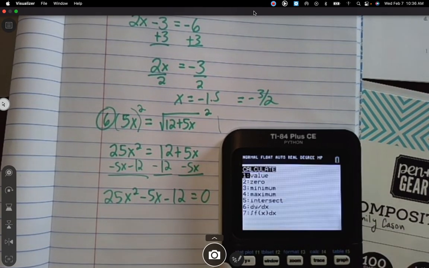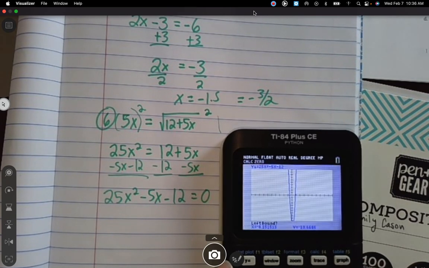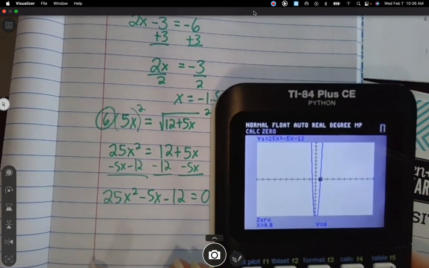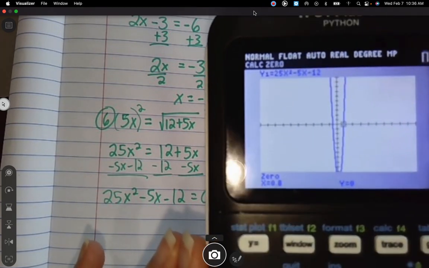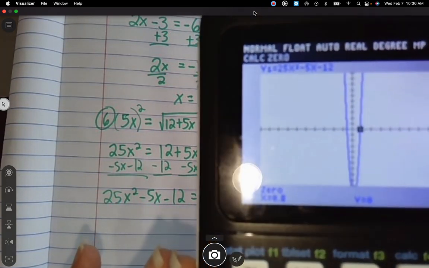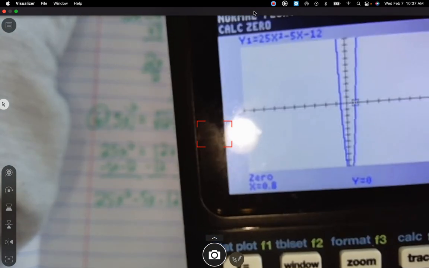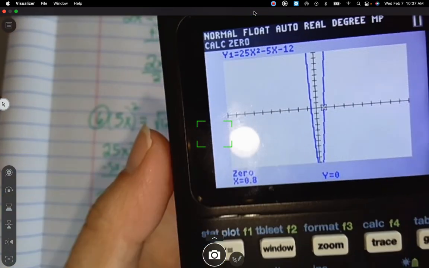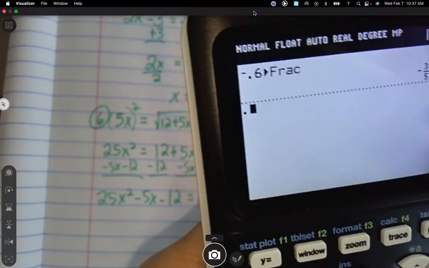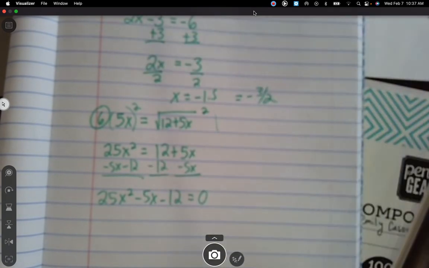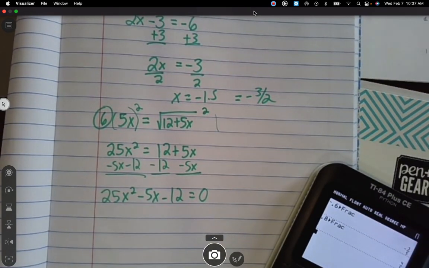So second trace, number 2. I have to go over there. It says go to the left, enter, the right, and enter. And this one says 0.8. I don't know if y'all can tell that little X. Nope, it's blurry. Let's see if I can. There it goes. So it says 0.8. So what I'll do is type in 0.8, math, enter. And it's 4/5. So those are my possible answers.